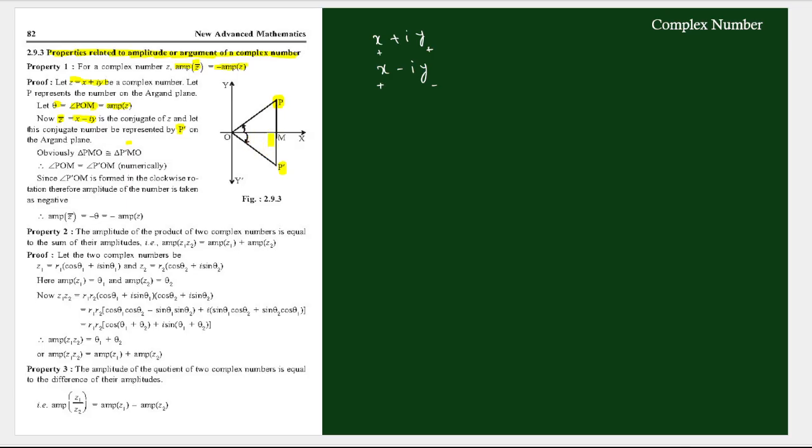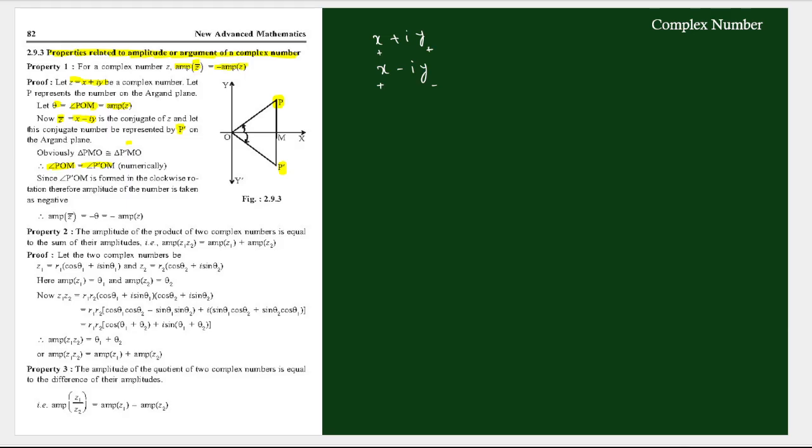Now these two triangles obviously have the same distances, so the triangles will be congruent, with the same position. Whatever the distance x is, whatever y is, it will be the same. So obviously these two will be congruent, so the theta will also be equal. Numerically, both will be equal.